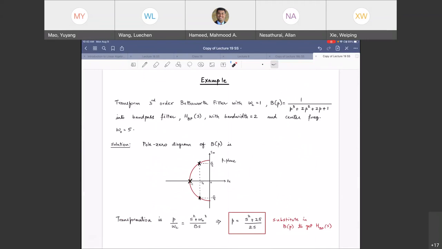Now, what we have here is an example. You're starting off with a low pass filter and you're transforming it to a band pass filter. So the question is, transform a third order Butterworth filter. Your cutoff frequency omega C is given. I'm simply using the band pass filter frequency response, transfer function, as B of P. Remember I said B of S, I'm not using S, I'm using P for the prototype filter. P is S, but for low pass. So all the things are expressed in P over here. How did I get this? In the previous class, we derived the third order low pass filter. With omega C being one, it is exactly this.